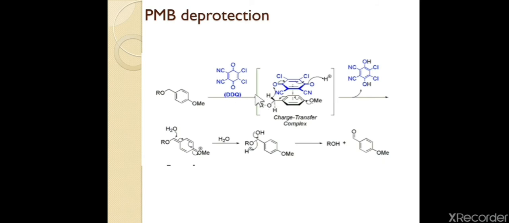Dichlorodicyanoquinone is called DDQ. It is an oxidizing agent. As you know, oxidation is also a removal of hydrogen. So the benzyl hydrogen is removed by the DDQ with the SET mechanism or formation of a charge transfer complex. This benzyl hydrogen is abstracted by this carbonyl group, or it is transferred to the oxygen, and it is started from the methoxy.